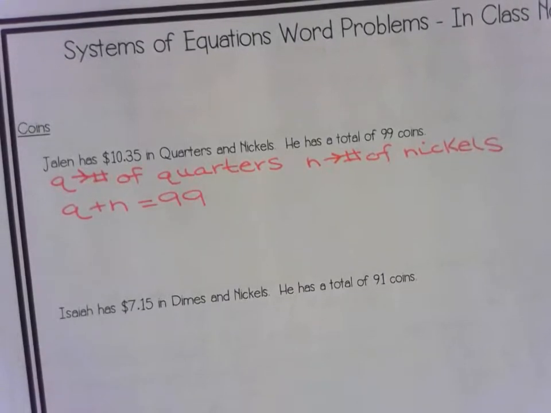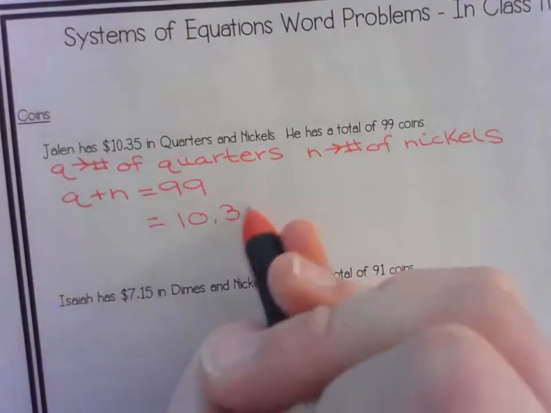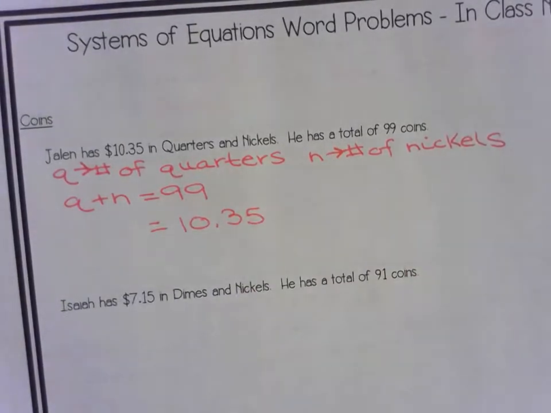Q is the number of quarters plus the number of nickels is 99. I have 99 total coins. Now, the other total is 10.35. What would the equation look like if I have a total of $10.35? Would it be Q plus N equals? No. Why would it not just be Q plus N? Because quarters and nickels aren't worth 1, they're worth 25 and 5.